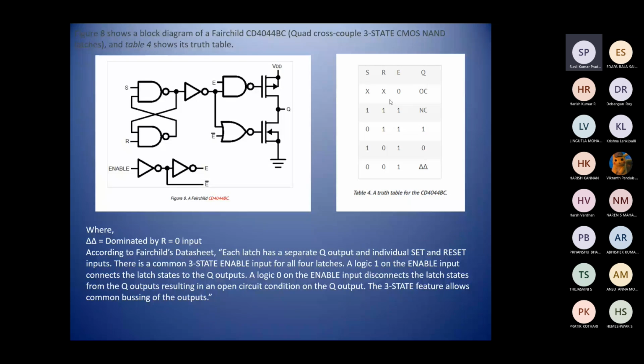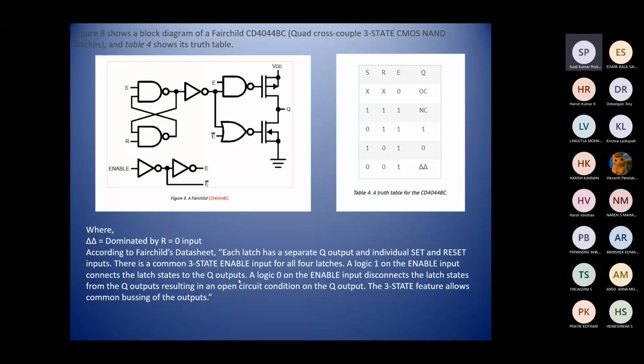We can see here the dial operator which you have seen here is dominated by R equal to 0 input. Now according to the Fairchild data sheet, each latch has a separate Q output and individual set and reset inputs. There is a common three-state enable input for all four latches. Now a logic one on the enable input, this is our enable input, connects the latch state to the Q output. A logic 0 on the enable input disconnects the latch state from the Q outputs, resulting in an open circuit condition on the Q output.